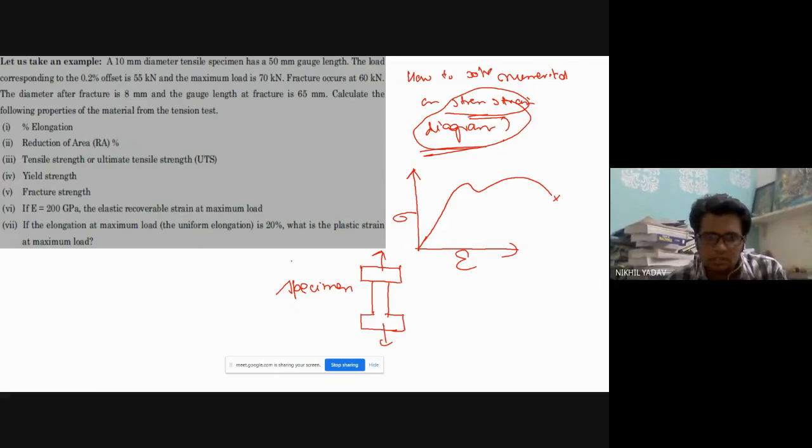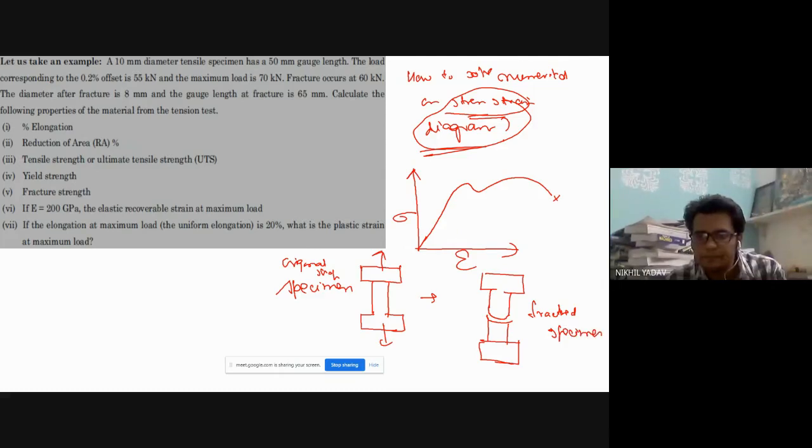So this is the original shape of the specimen, and after it gets fractured, the shape of the specimen will be like this. So it forms a cup and cone shape fracture, right? Okay, so it's a fractured specimen. You see the fractured specimen, right?